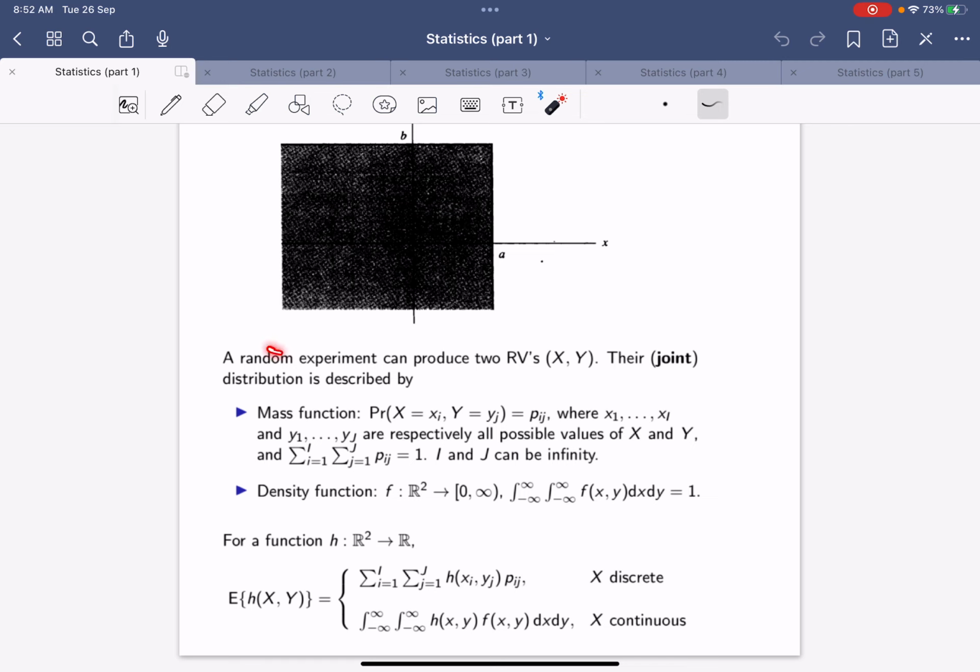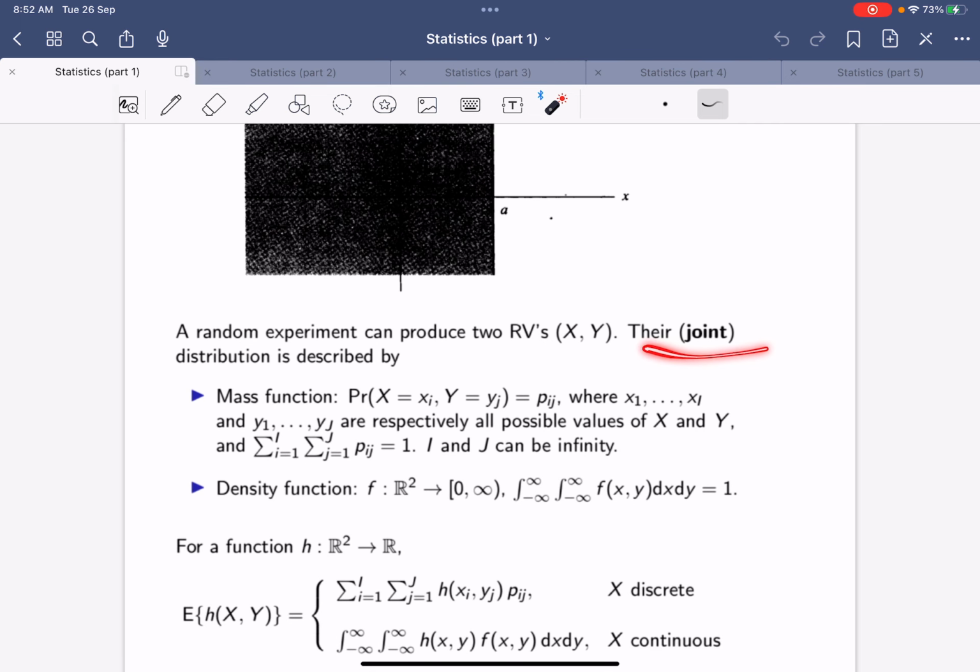And so a random experiment can produce two random variables, and we want to see how their probabilities are correlated to each other. Their joint distribution can be described by the mass function as follows, and their density is just a double integral.